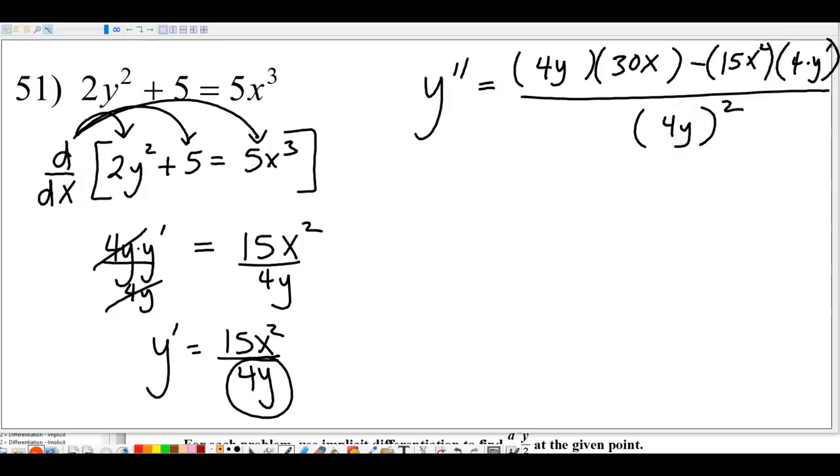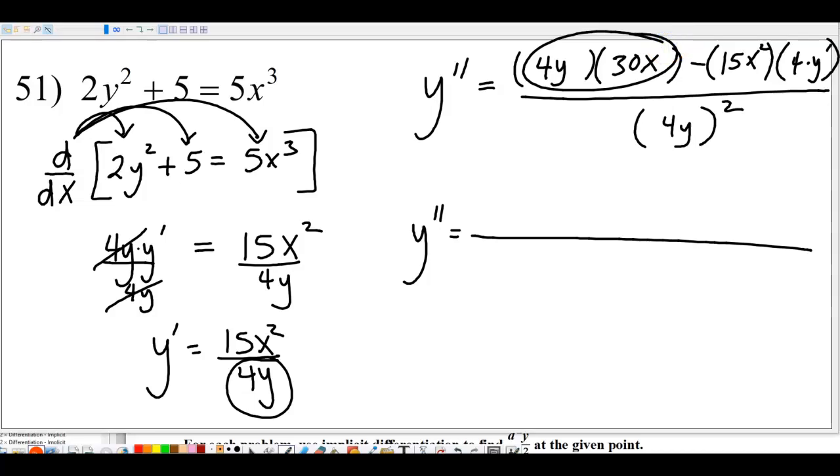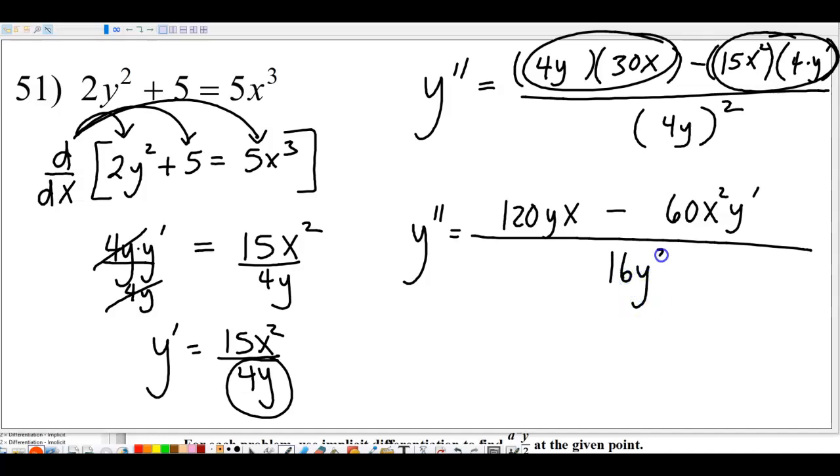Now, we are going to want to simplify these a little bit, but before we do, there's something odd that we have to do here. Well, let's simplify it first, and then we'll do the odd thing. So let's put these together. 4y times 30x is going to be 120yx. Next part, let's do this. 15x squared times 4 is going to be 60x squared y prime. And the bottom, squaring 4y is going to be 16y squared. Okay, so that's nice. Now let's do the weird thing.